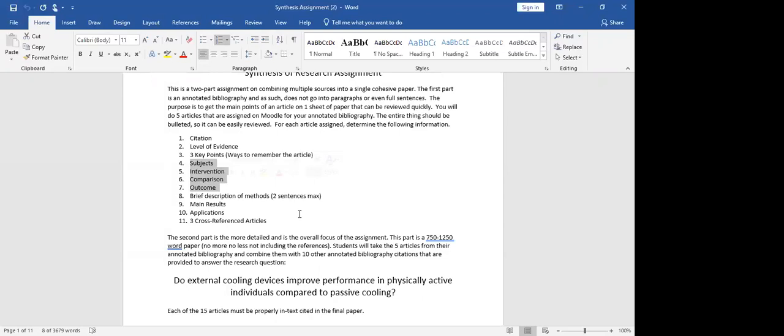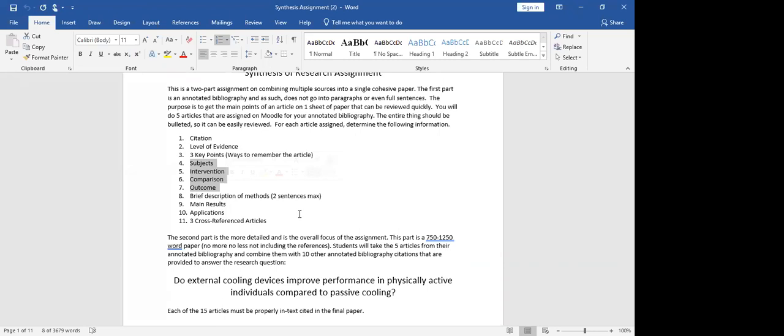The intervention is whatever the experimental condition was, what did they apply? So in this case, we're going to be looking at external cooling devices. Most of the time here, the intervention is going to be the specific external cooling device that they implemented. So like in the Wingo article that we did previously, the intervention would be the fan set at about 10 miles per hour of a breeze.